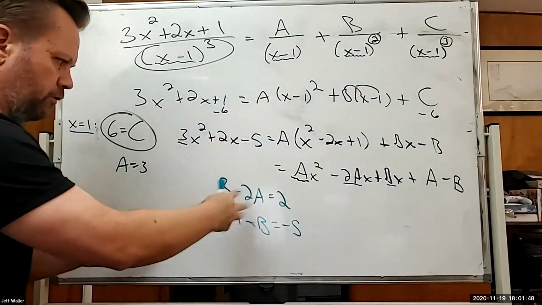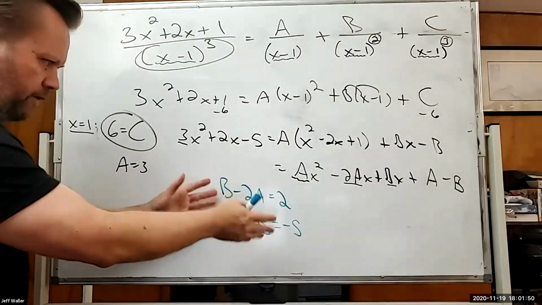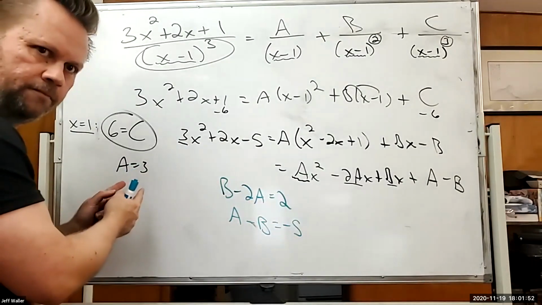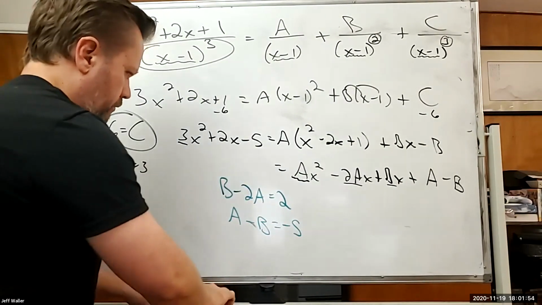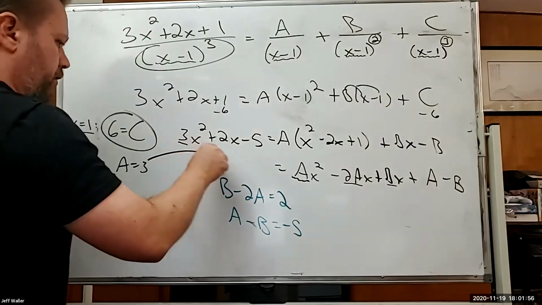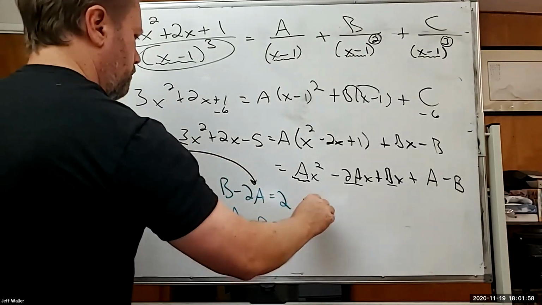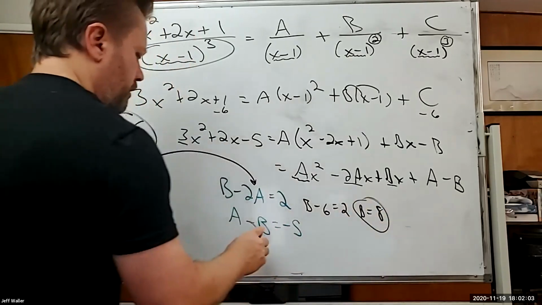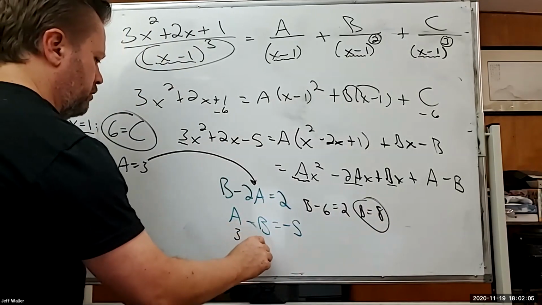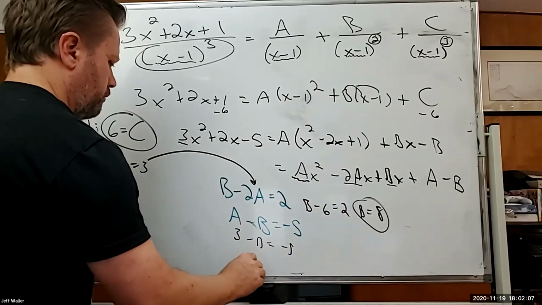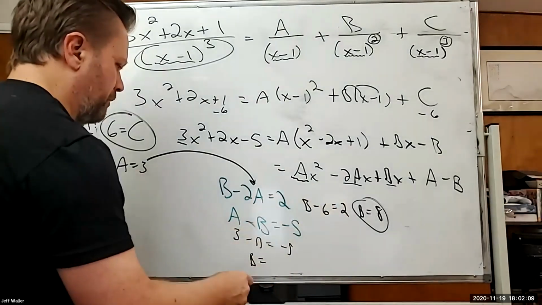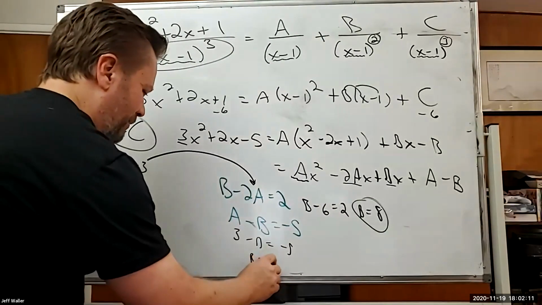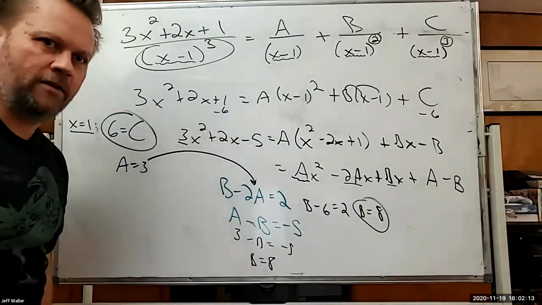Why do I not have to do systems of equations? Because I know what A is. So then if I just plug 3 in, B minus 6 is 2, so B is 8. And then if I plug a 3 in here, 3 minus B is -5. So, oh, I already figured out what B is. But why am I getting 8 again? Because you already did it, Jeff.